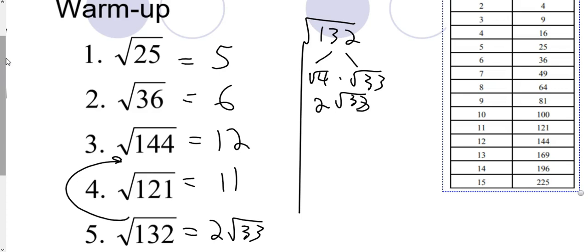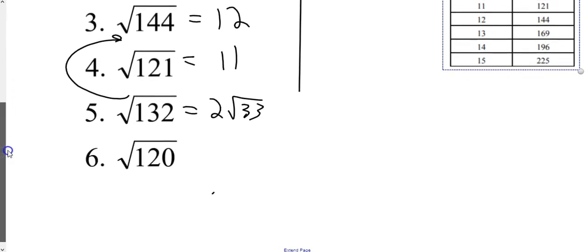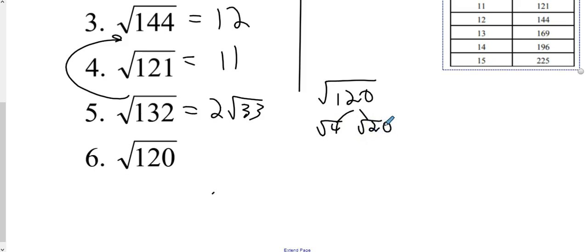120 divided by 25, close, 4.8. 120 divided by 16, 7.5. 120 divided by 9, 13.33. 120 divided by 4, our winner again. So 4 times 30. So we're going to take 120 and break it down. Radical 4 and radical 30. Sorry, 30. My brain just kind of left me for a second there.